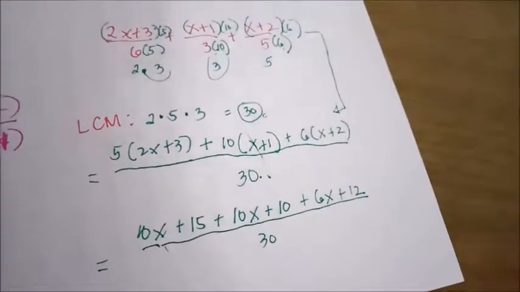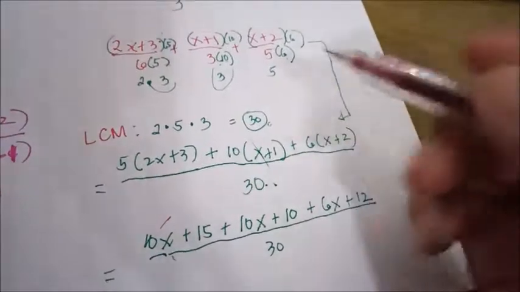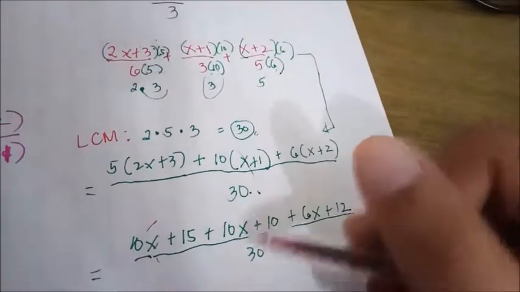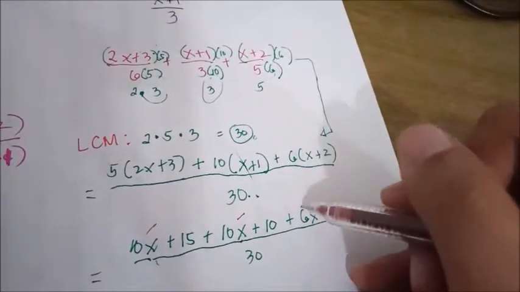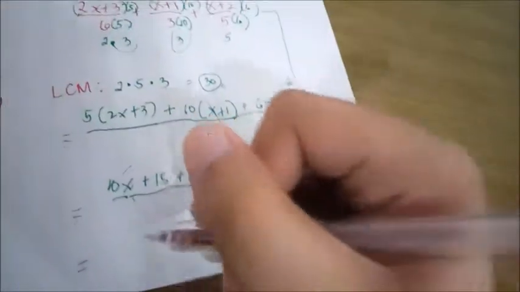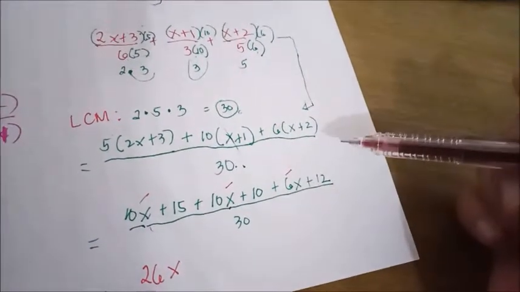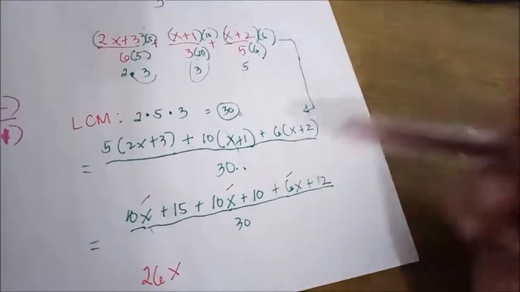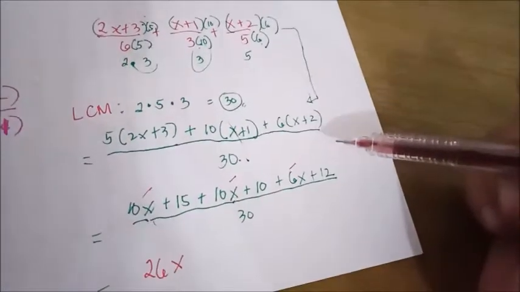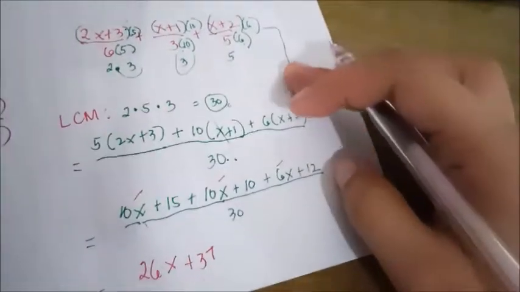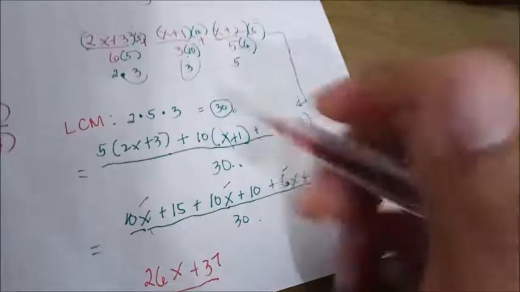Now, let us add the similar terms. Siyempre, si 10x, parehas lang yan, or similar siya sa lahat ng may x to the first. Namely, si 10x dito, and si 6x dito. So, 10 plus 10 plus 6 is 26x. Okay? Then, 15 plus 10 plus 12. 15 plus 10 is 25. Plus 12 is 37. Plus 37 all over 30. And this will be your final answer.